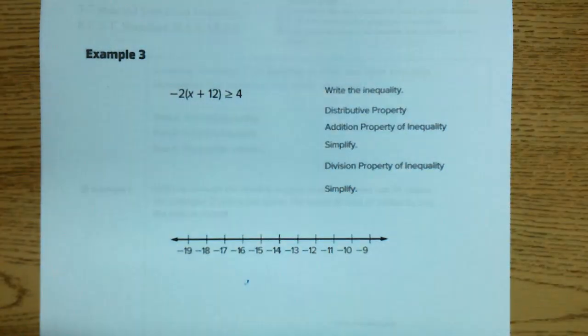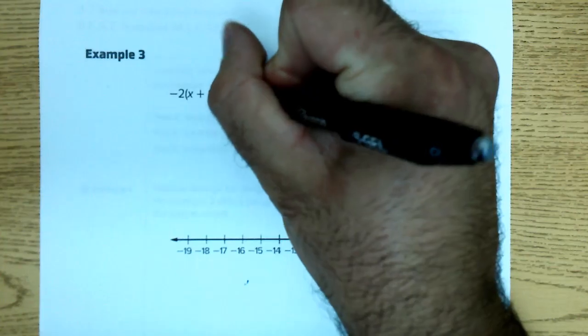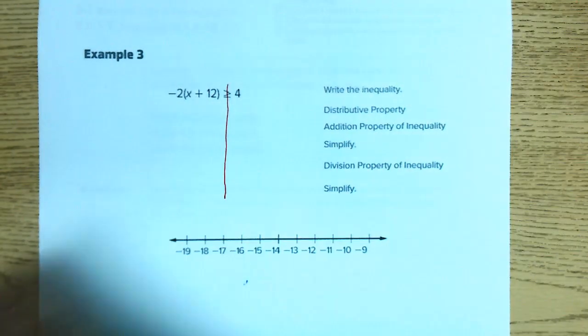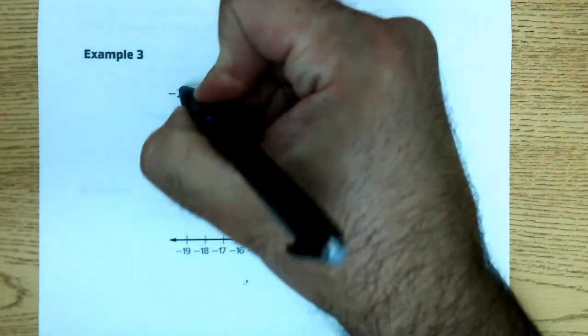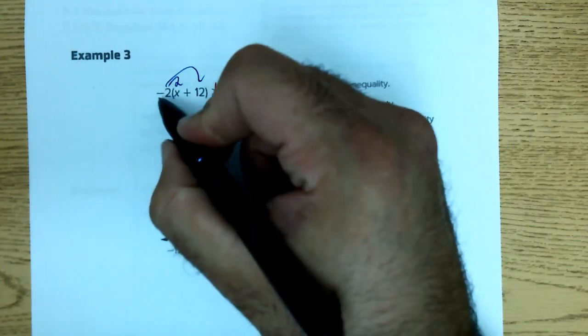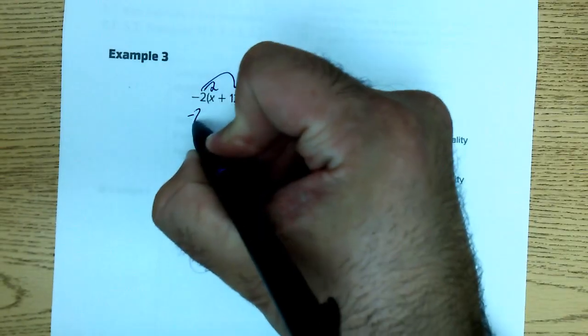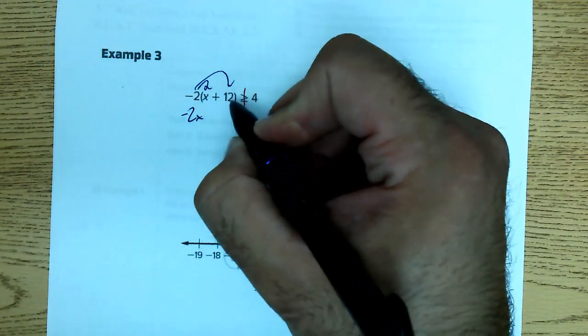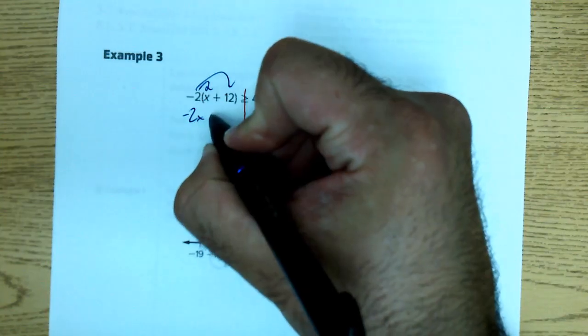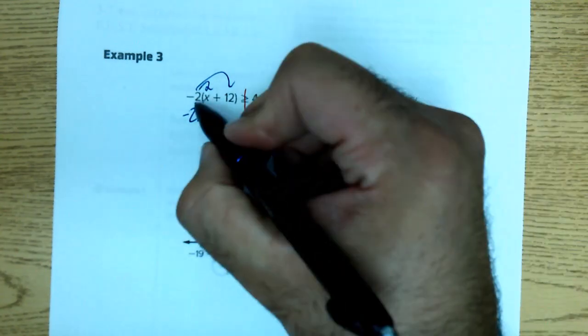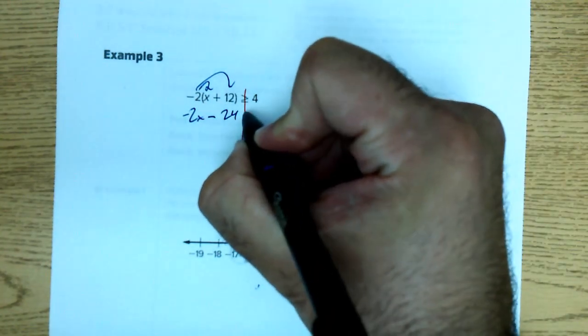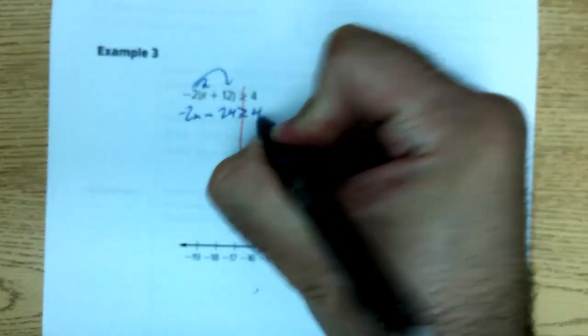Draw your line. We have a distributive property, so we got to do that first. Negative 2 times x gives me negative 2x. Negative 2 times positive 12. Negative times a positive is negative. 2 times 12 is 24. Greater than or equal to 4.